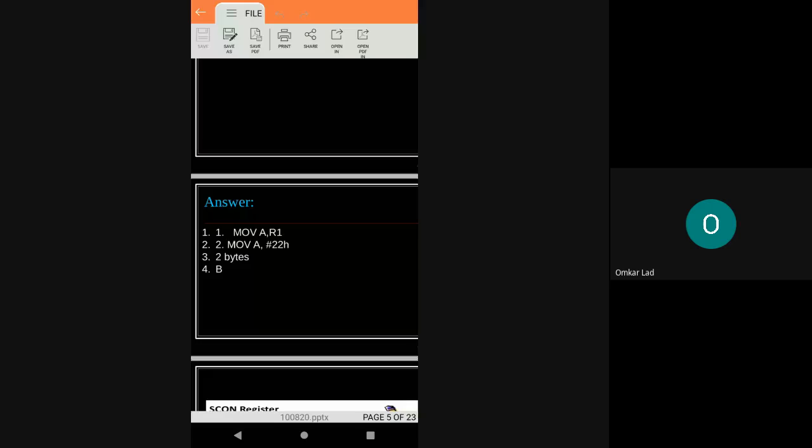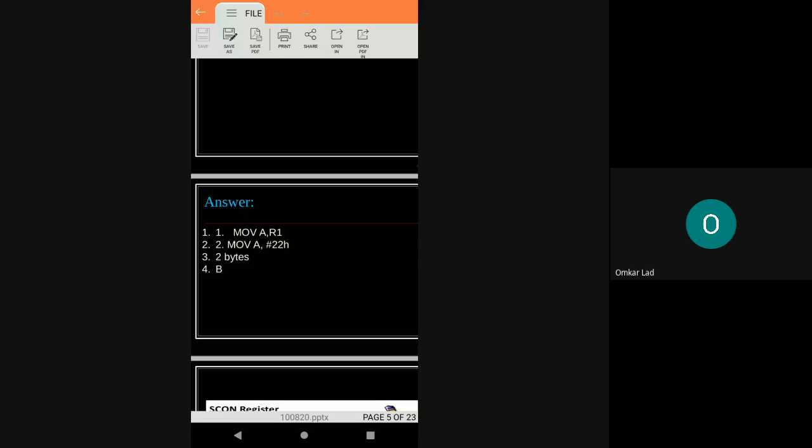And H is also important because the 22 might be decimal, or it might be octal. So we are supposed to write H, that stands for hexadecimal. Normally we are taking hexadecimal. Third question, that is the MOV immediate addressing mode. For that 2 bytes are required. The first byte is dedicated for the opcode, and the second byte is for transferring the data. Like that 2 bytes are required for that instruction.